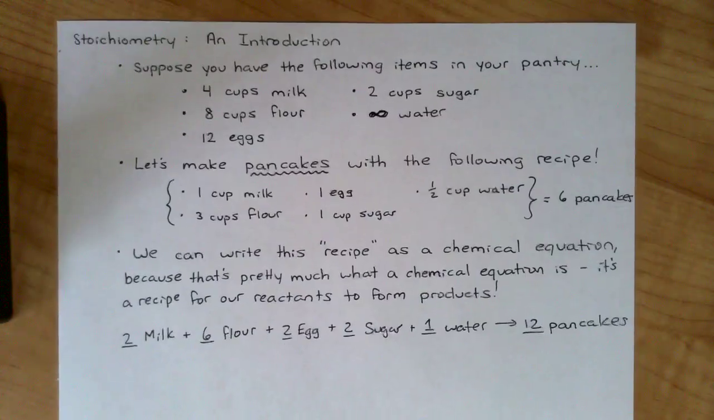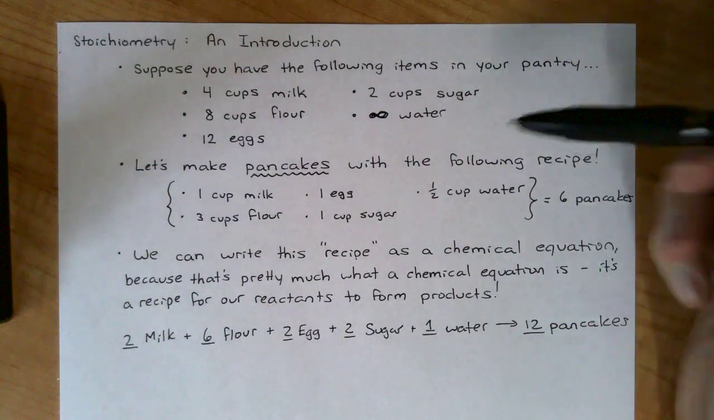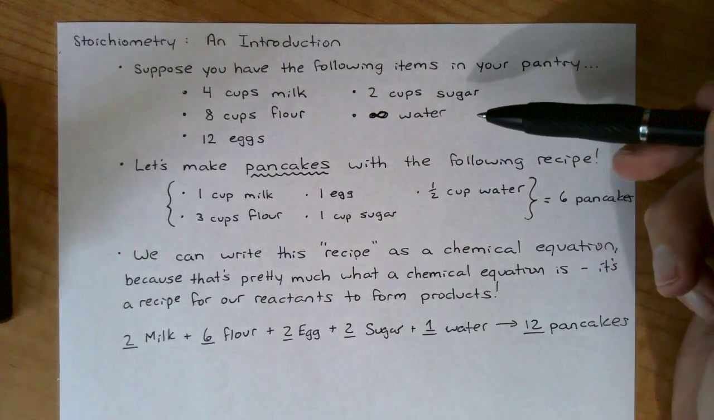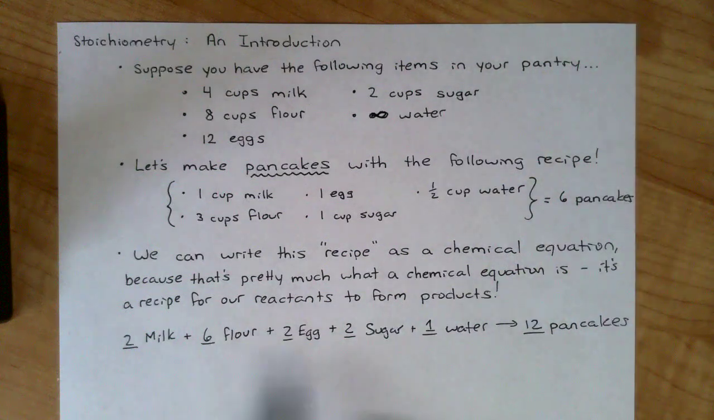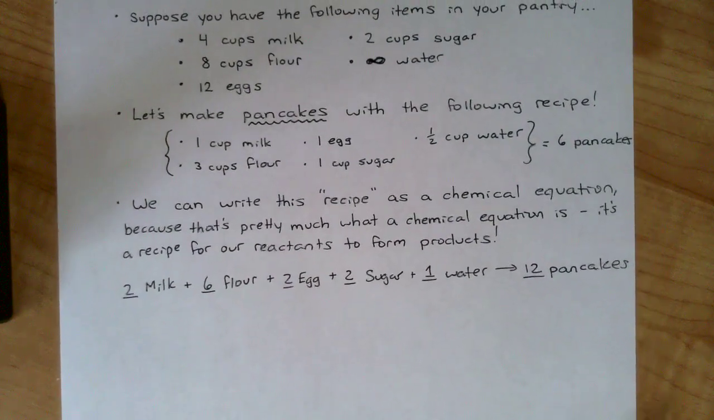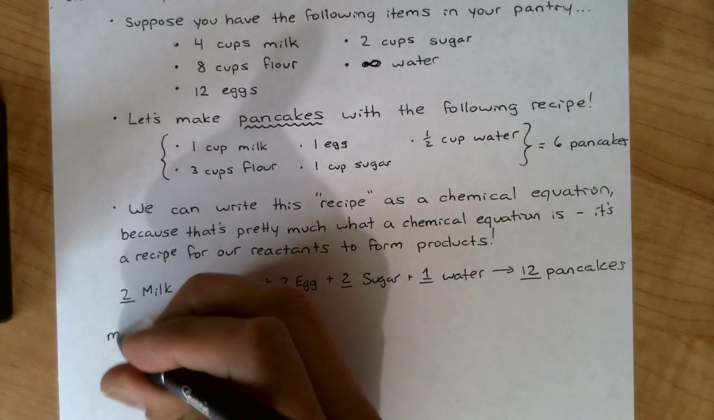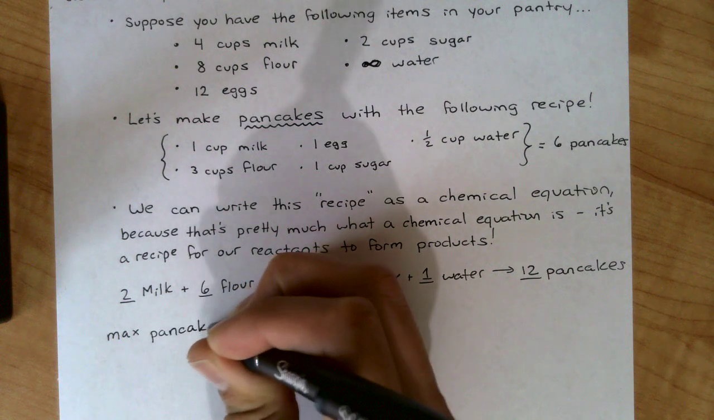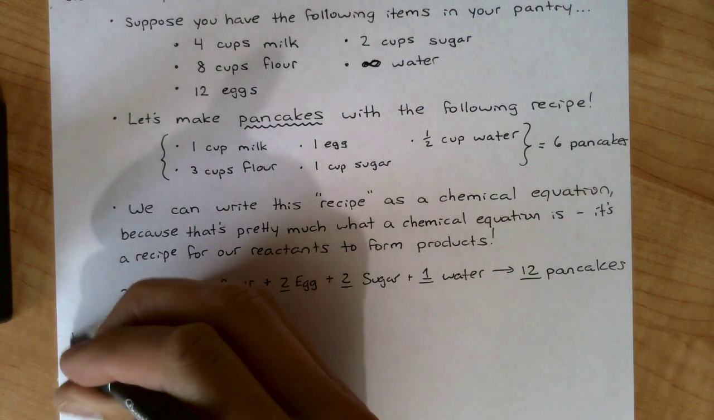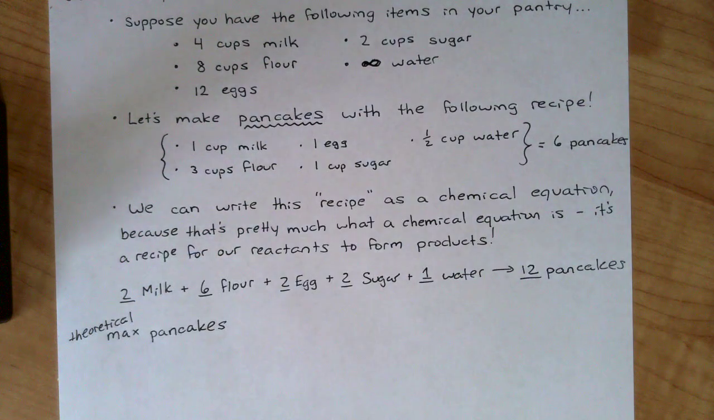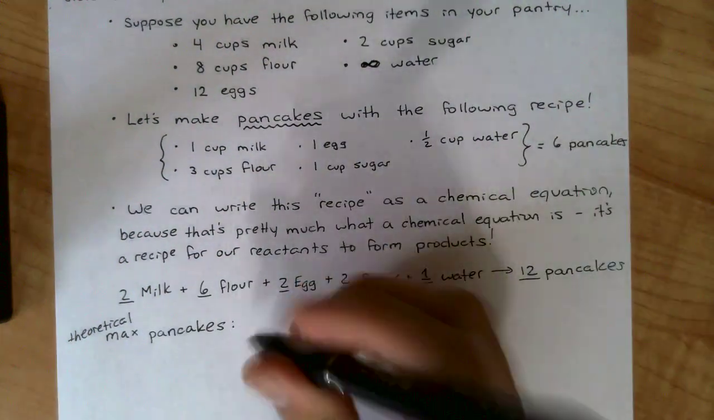Now the question that we can ask ourselves is, using this information up here, this is what we have in our pantry. And this is what our recipe is going to allow us to make. The question is, what's the maximum amount of pancakes we can make? So, max pancakes. The theoretical maximum pancakes. How many can we make?